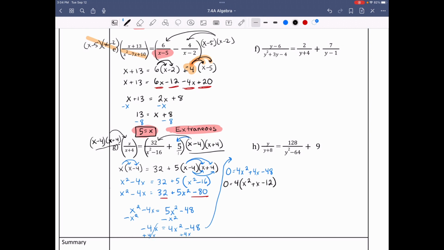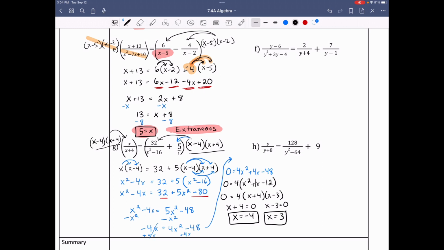Are there factors of 12 that when you subtract them you get 1? Yeah, 3 and 4. So x plus 4 and x minus 3 will give us that 1 right here in front of the x. And then we have 4 equals 0. Well, if I divide by 4, 0 divided by 4 is 0, so we can ignore that for now. Then we have x plus 4 equals 0 and x minus 3 equals 0 by the zero product rule. Subtracting 4 from both sides, I get x equals negative 4. And I add 3 to both sides and x equals 3.